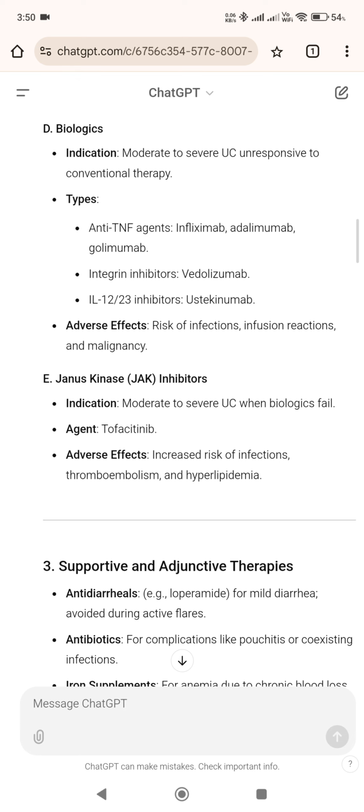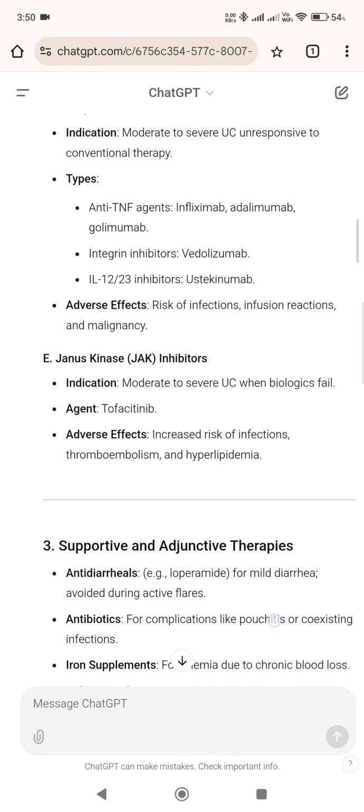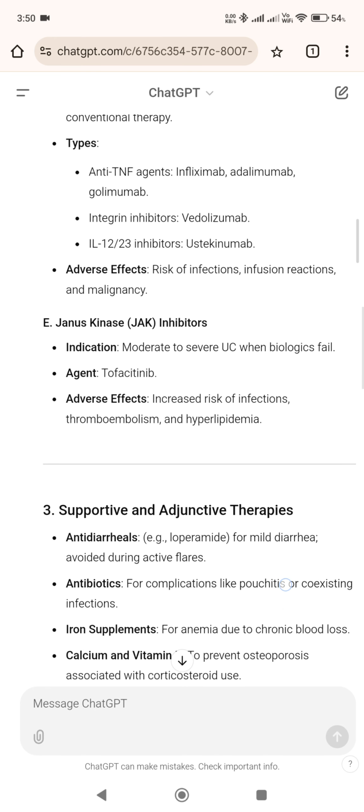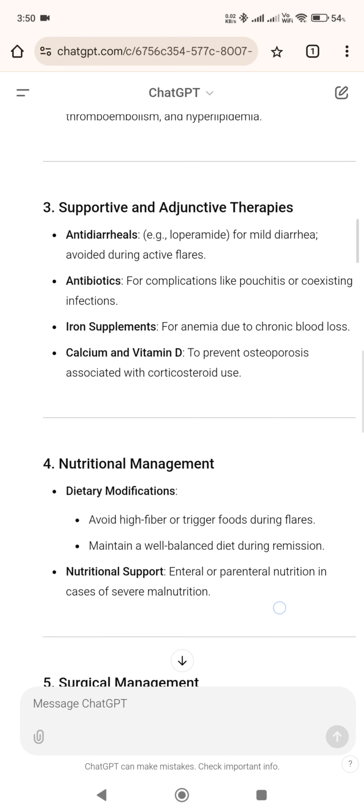E. Janus kinase, JAK, inhibitors. Indication: moderate to severe UC when biologics fail. Agent: tofacitinib. Adverse effects: increased risk of infections, thromboembolism, and hyperlipidemia. 3. Supportive and adjunctive therapies.